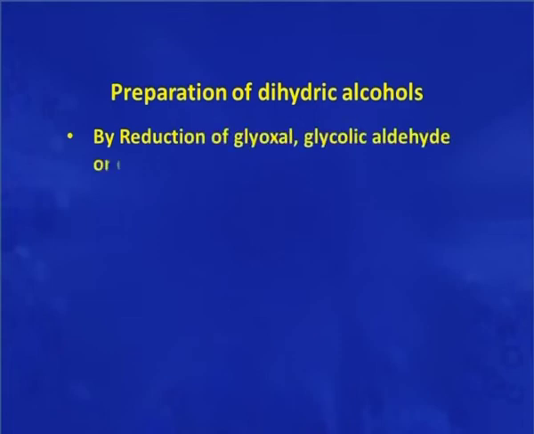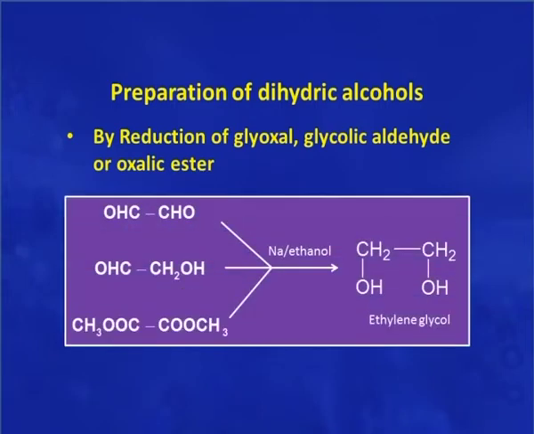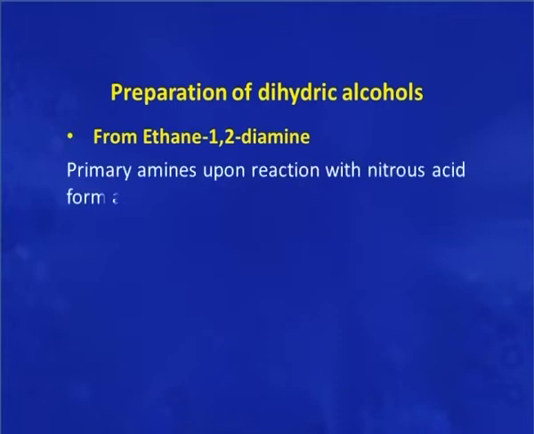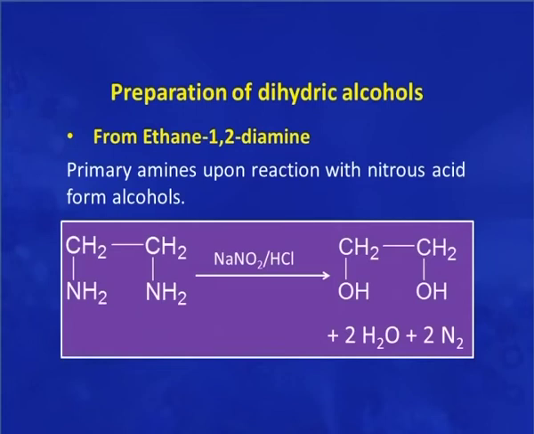Ethylene glycol can also be prepared by the reduction of glyoxal, glycolic aldehyde, or oxalic ester. All these molecules, when reduced with sodium in ethanol, form ethylene glycol. Another method of preparation of ethylene glycol is from ethane 1,2-diamine. Primary amines, we already know, upon reaction with nitrous acid form alcohol. Here we are using a diamine, so the diamine is converted into a diol. 1,2-ethylene diamine, when treated with sodium nitrite in hydrochloric acid, forms ethylene glycol.